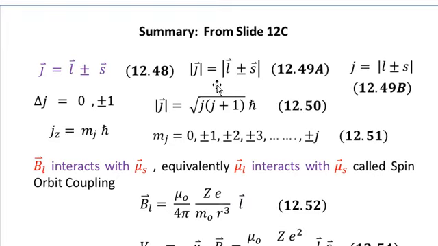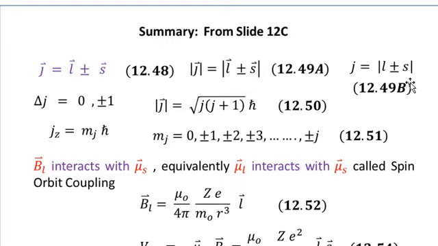Then in magnitude form, equation number 48 can be written as shown in equation number 49a. So |J| is equal to |L ± S|. And in terms of the quantum numbers, I have written this relationship shown in equation number 49b. J is equal to |L ± S|. This relationship is in terms of the quantum numbers. J is the total quantum number of the system, L is the orbital quantum number, and S is the spin quantum number.